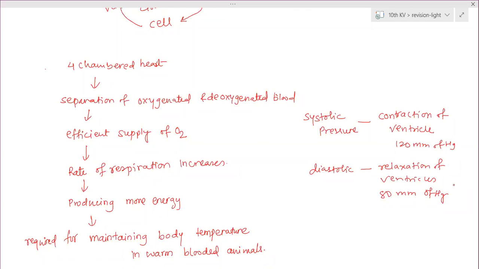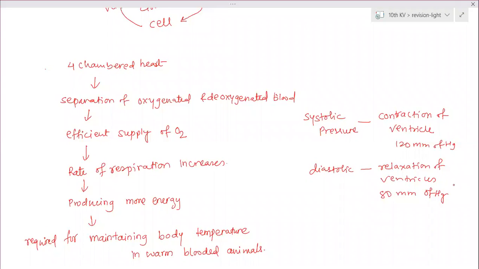It is exactly similar to blood, but there are a few differences. One is its color. Lymph is colorless due to the absence of RBCs, because hemoglobin is not present in it. And the second one, it carries less protein. So lymph carries less protein as compared to blood.